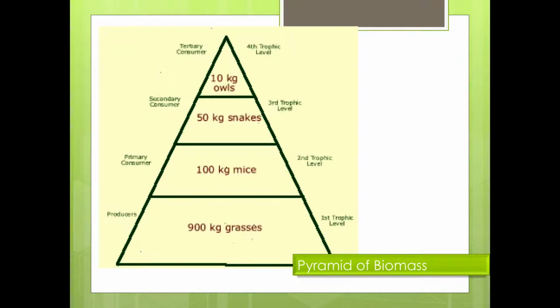Another pyramid that you might see is a pyramid of biomass. Biomass indicates the amount of mass of living organisms at each level. And so here we have 900 kilograms of grasses, producers, our first trophic level, and then only 100 kilograms of mice, 50 kilograms of snakes, and 10 kilograms of owls. Again, you can see that just like the energy, the biomass reduces as we move up that pyramid.